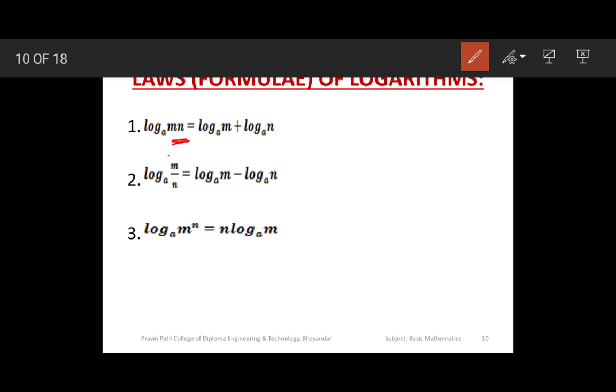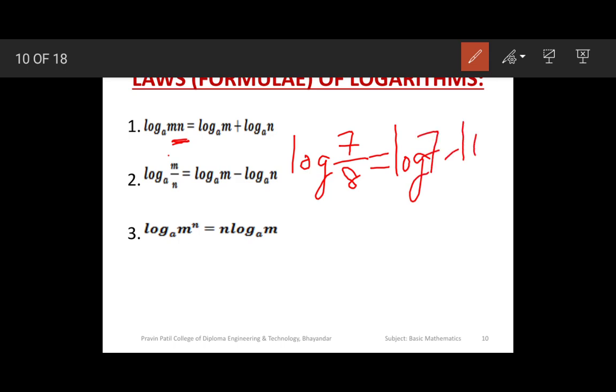log m upon n. If it is in the form of division, then that can be written as log m minus log n. For example, log 7 upon 8 to any base. The base can be anything, any number. So log 7 upon 8 is equal to log 7 minus log 8.